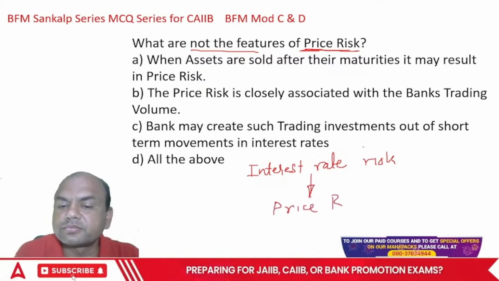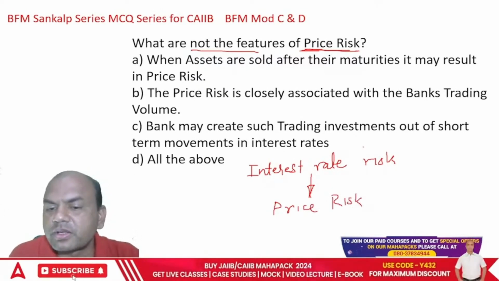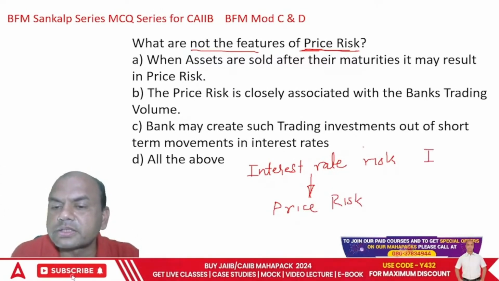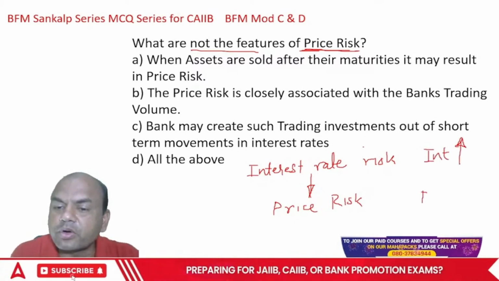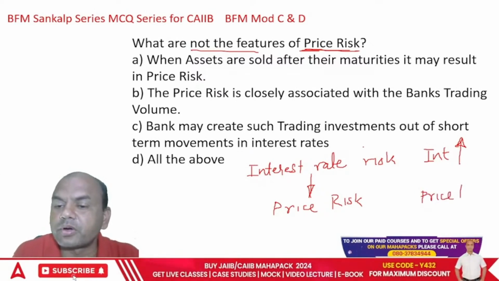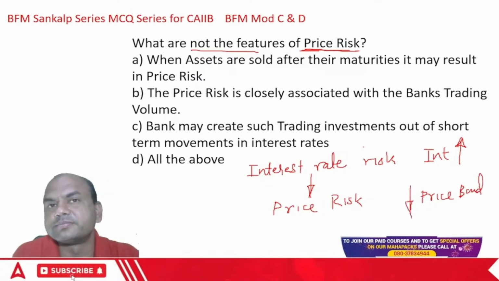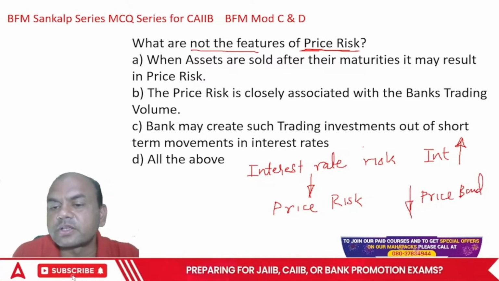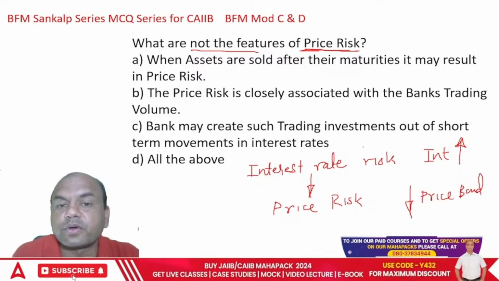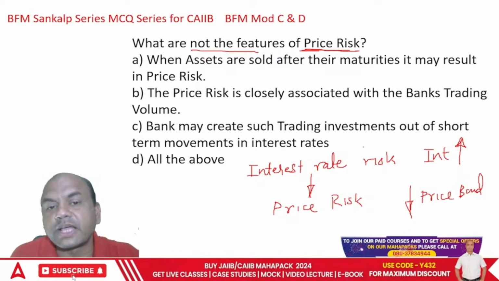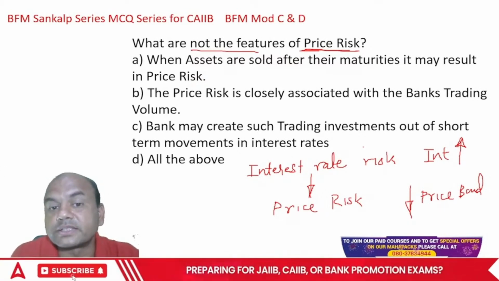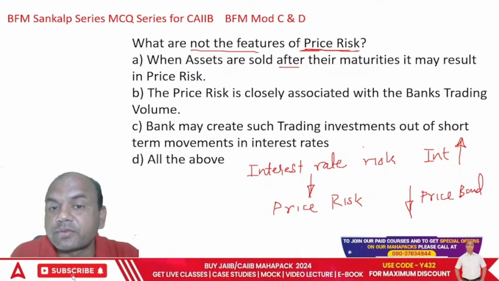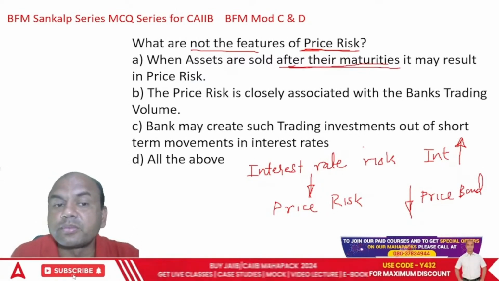Because the logic over here is, if the interest rate goes up, the repo rate, let's say, goes up, the price of the bond will go down. So that's why they go hand in hand. Interest up, price down. Interest down, price up. So which of the following is not the feature of the price risk? When the assets are sold after their maturity, it may result in price risk.